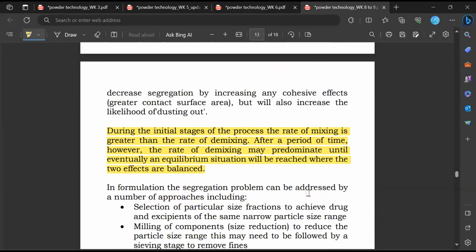So during the initial stages of the process of mixing, the rate of mixing will be greater than the rate of demixing. Then after a while, demixing will occur until an equilibrium has been reached between mixing and demixing. So let me repeat that again. During the initial stages, the rate of mixing is higher compared to demixing. Then over a period of time, demixing will occur until equilibrium has been reached between demixing and mixing.